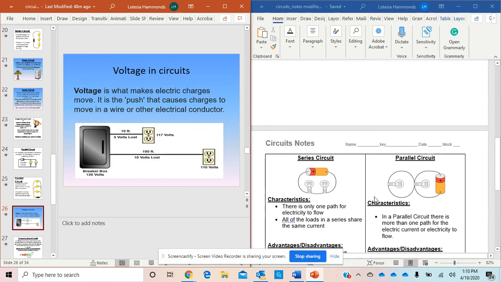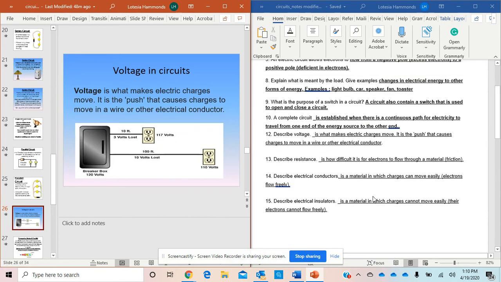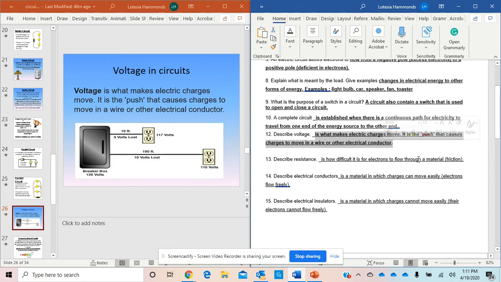All right, so now that we're done with our series in parallel, we're going to go back to 12. 12 is asking us to describe voltage. And I'm sorry, typically I would try to keep these videos short, but we're trying to do a one and done, and you can fast forward and pause this video as needed to complete your notes.